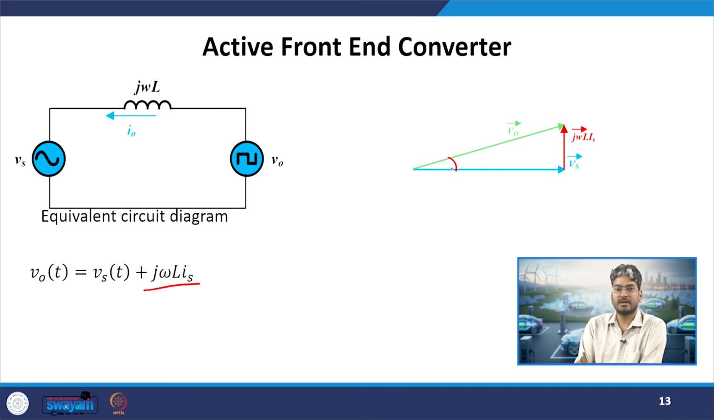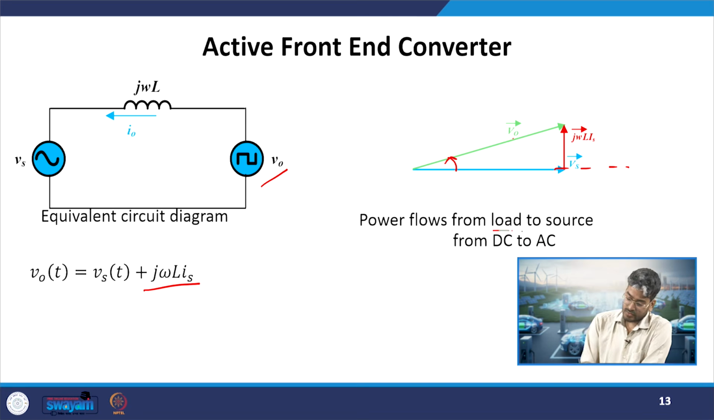Okay, so how is it leading? From the reference vector, that is Vs, I am traveling in the anticlockwise direction, which is our positive direction, or the leading direction. So V0 is leading with respect to Vs, and now the power will be flowing as V0 is leading. So the power will flow from the load to the source, or from the electric vehicle to the source.